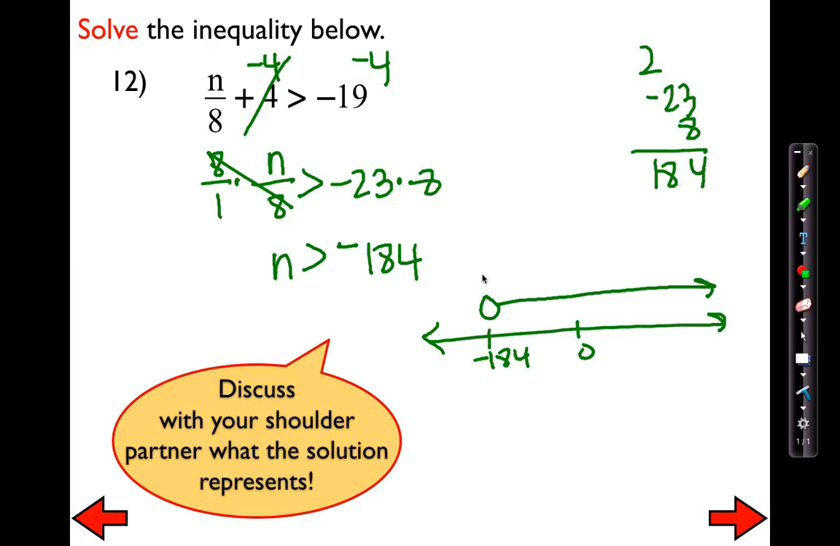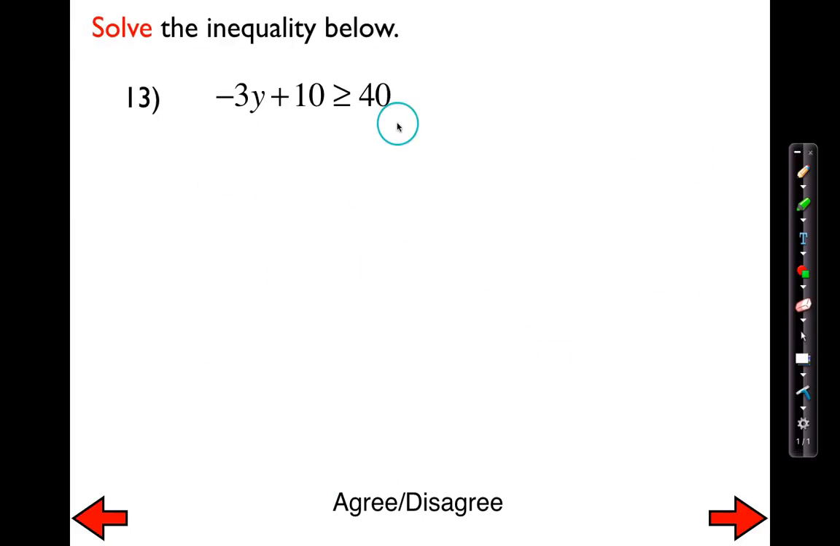So again, what does this mean? This means values for n, to make this a true statement, will include any number greater than negative 184, but it will not include negative 184. It's any number greater than that. Okay, so now for number 13, I would like you to pause the video and try this one by yourself.